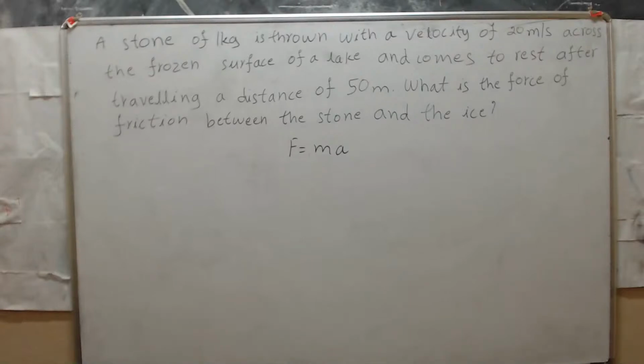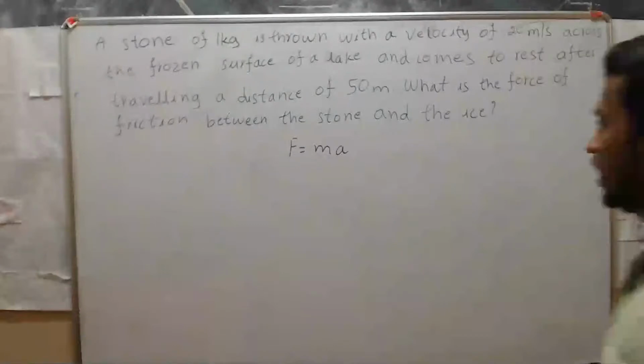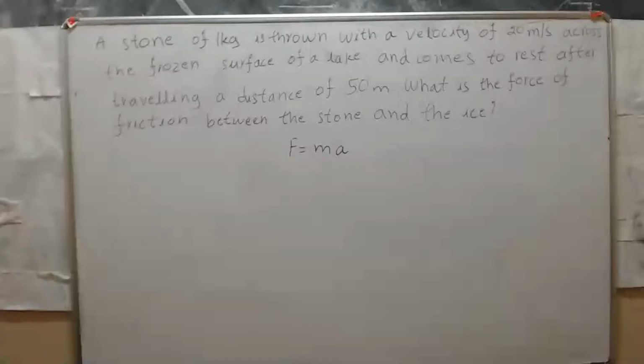A stone of 1 kg is thrown with a velocity of 20 meter per second across the frozen surface of a lake and comes to rest after traveling a distance of 50 meter. What is the force of friction between the stone and the ice? Yes, do it fast.